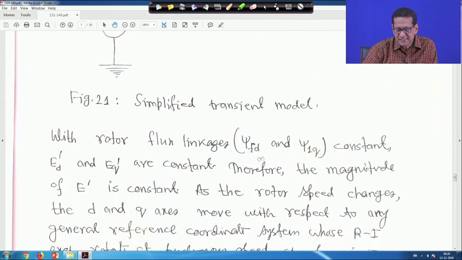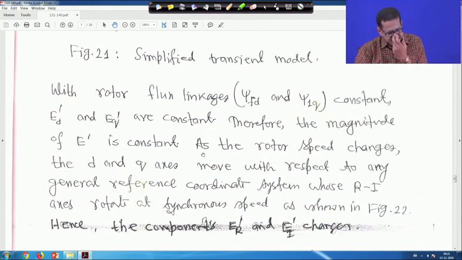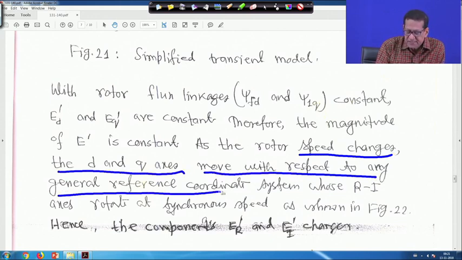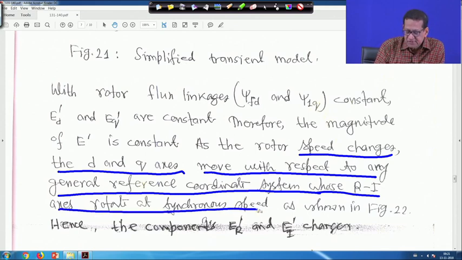Now, with rotor flux linkages psi f d and psi 1 q constant, because it is a constant flux linkage case, capital E d dash and capital E q dash are also constant. Therefore, the magnitude of E dash is constant. As the rotor speed changes, the d and q axes move with respect to any general reference coordinate system whose real and imaginary axes rotate at synchronous speed, as shown in figure 22. I will go to figure 22.